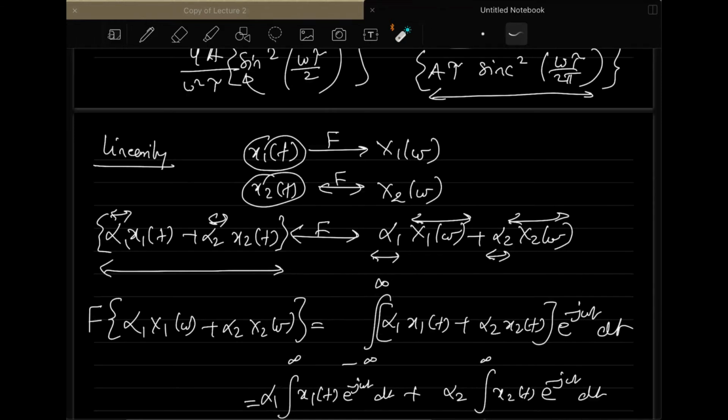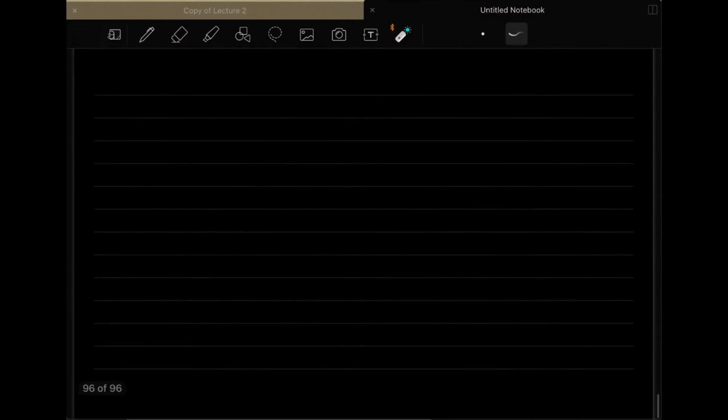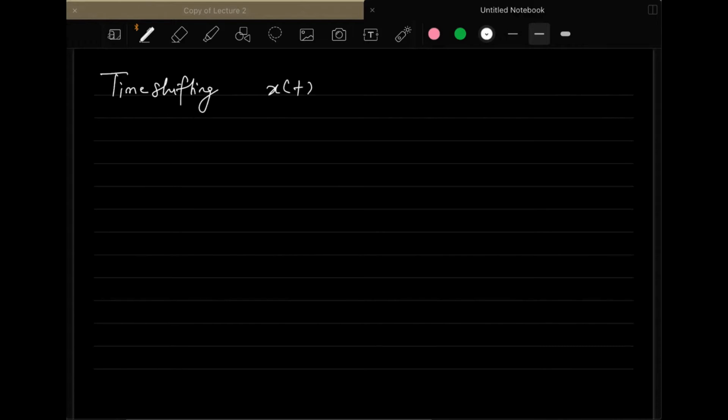That is proved here. So now the next property that I will discuss is the time shifting property. In the time shifting property, if you have x(t), and you take the Fourier transform of this x(t), it is X(omega). The directional arrows on this side and this side mean you can take the inverse also. So that's why I have kept these two arrows on both sides.